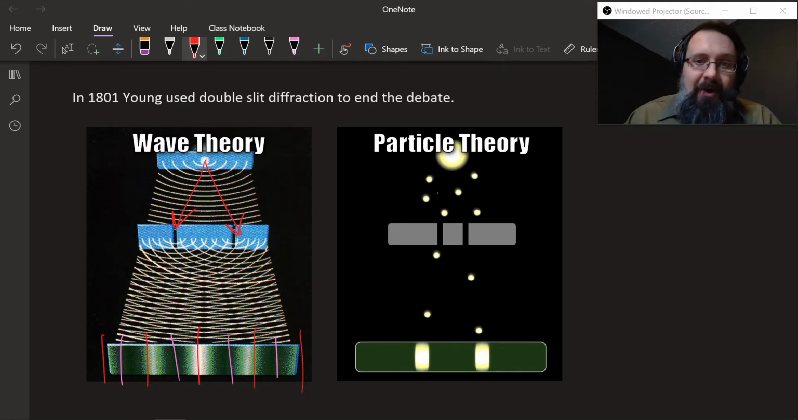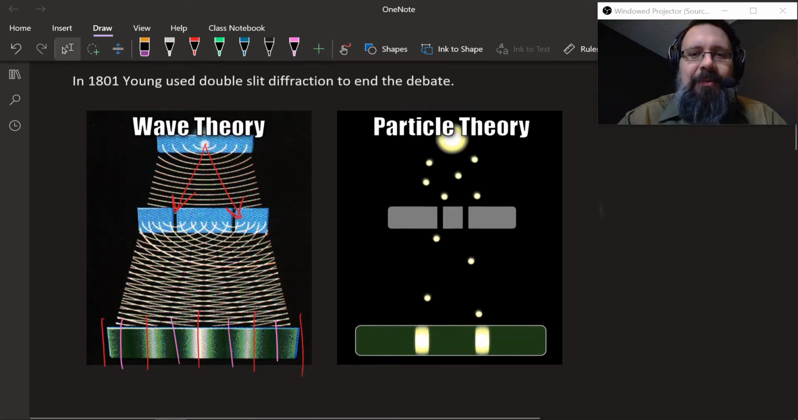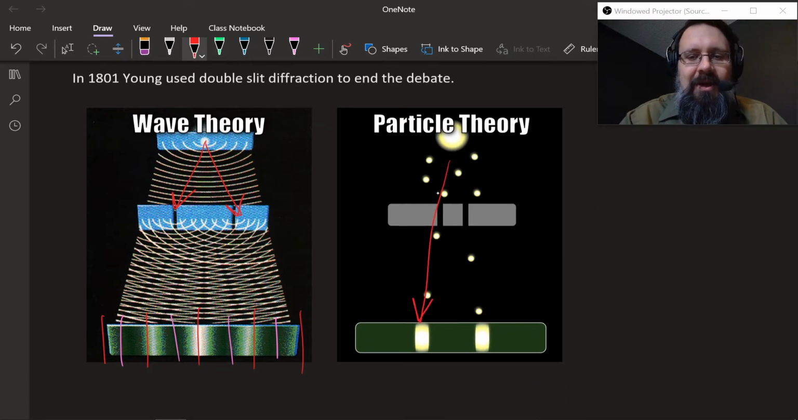But if light is a particle, then the only particles that will make it past this barrier are the particles that can slip through the cracks here. And so you'll notice a really bright beam at one spot representing the particles that went through this slit, and you'll get another bright beam at the other spot representing the particles that went through the other slit. You won't see this interference pattern.